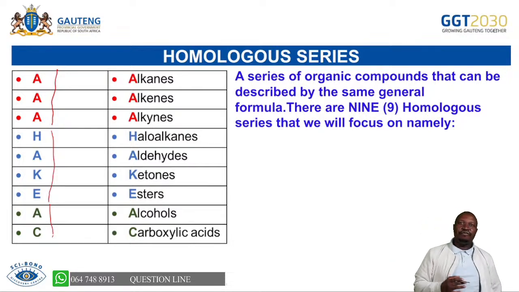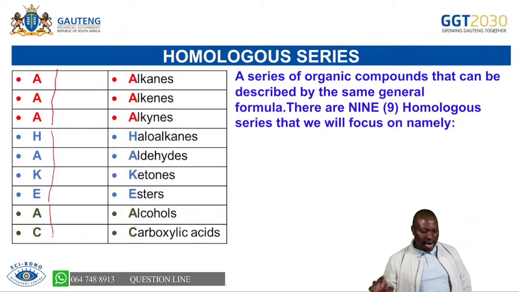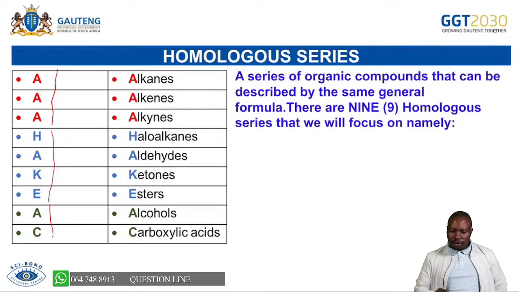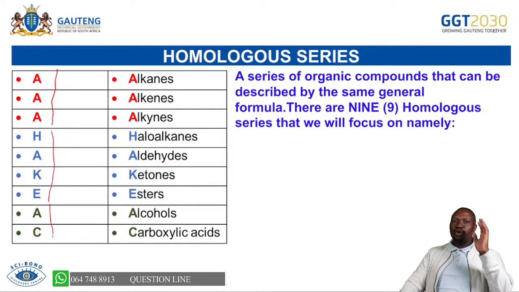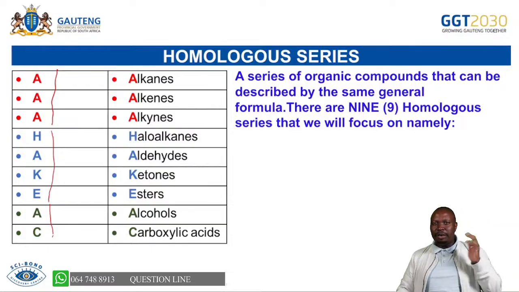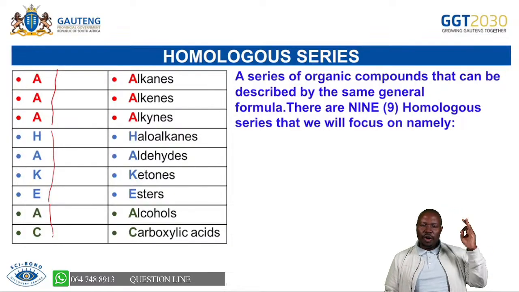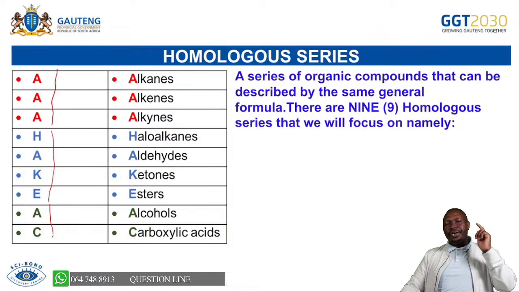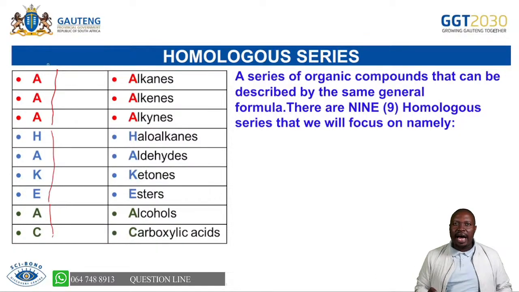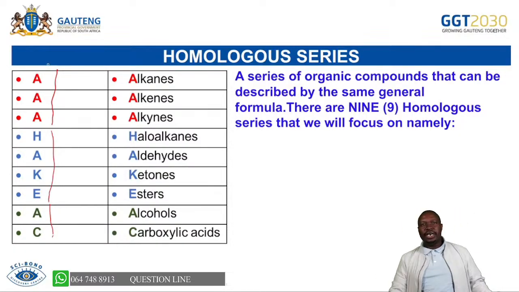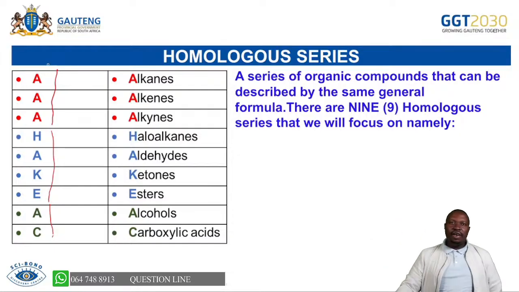There are 9 of them: triple A, Hague, A and C. Now you are able to see that we have 9 homologous series, and that's all for question 2. Question 1, multiple choice: 1.1, 1.2, 1.3, question 2, question 3, question 4. You know that you will be dealing with these 9 homologous series.